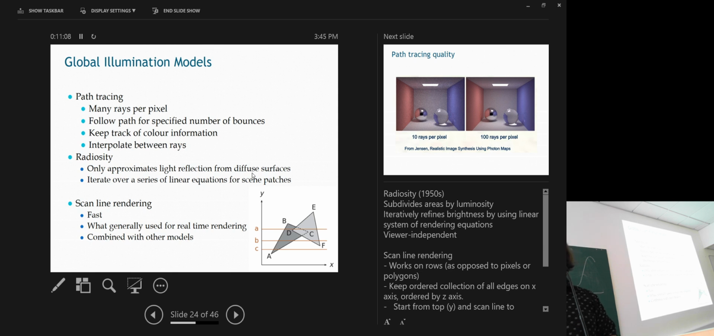Radiosity is a pretty old technique. It has its roots in the 1950s, and it splits the area into patches of different luminances, and it approximates just diffuse reflection. So it assumes that we have diffuse reflection at all points, and the intensity is observer independent. Regardless of the angle we are looking at it from, we have the same intensity. It's very primitive, and it kind of approximates across these patches.